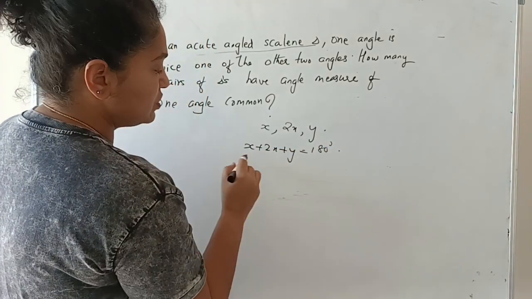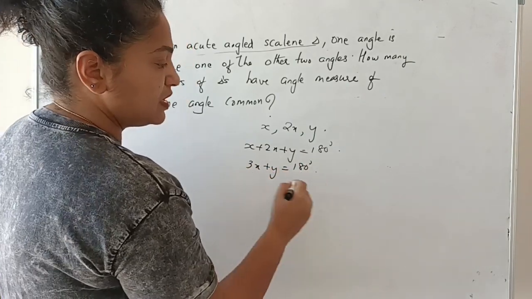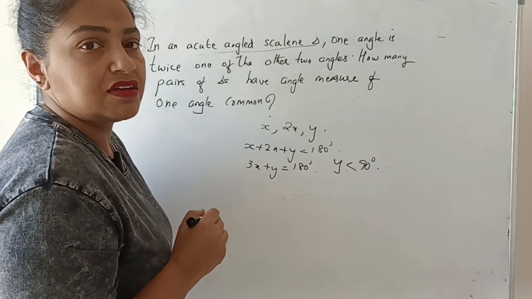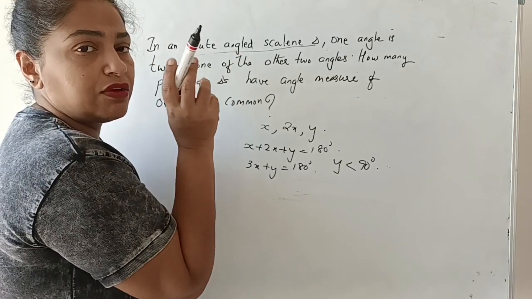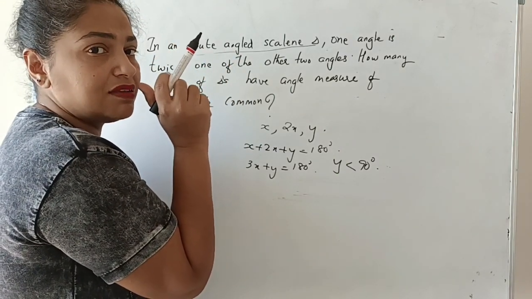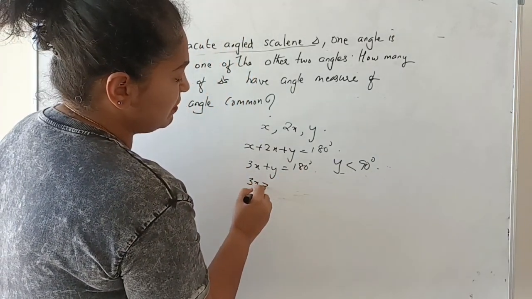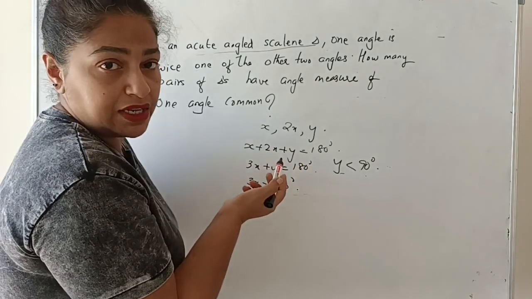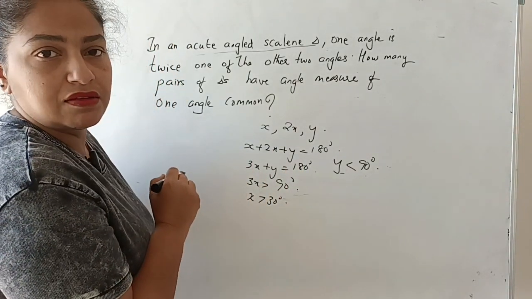180. Correct? Now 3x plus y is equal to 180. Now you know that y is lesser than 90. What is the reason? Y is lesser than 90 because it is an acute angle triangle. For an acute angle triangle, every single angle is lesser than 90 degrees. So since y is lesser than 90 degrees, 3x has to be greater than 90 degrees, otherwise the sum will not be 180. Okay. So my x is greater than 30 degrees.